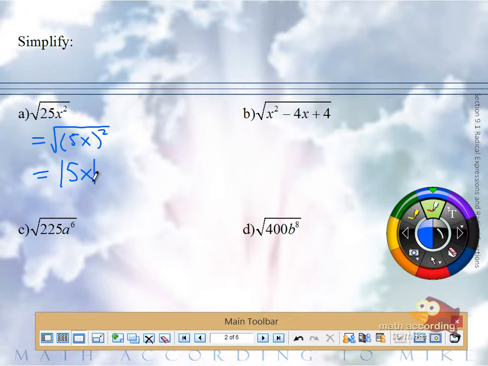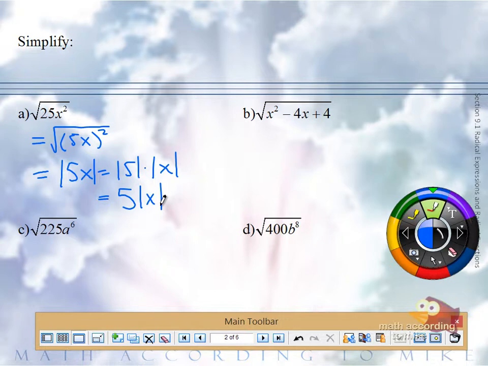You are allowed to break up an absolute value if there's a product or a quotient. So this is the same thing as the absolute value of 5 times the absolute value of x. 5 is a number. What is the absolute value of 5? 5. X is a variable. Since we don't know anything about x, whether it's positive, negative, or 0, the absolute value bars have to stick around. So 5 times the absolute value of x.